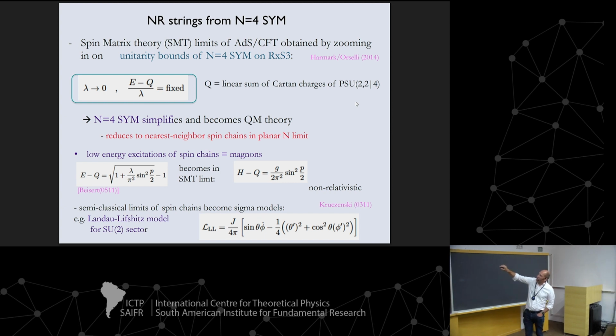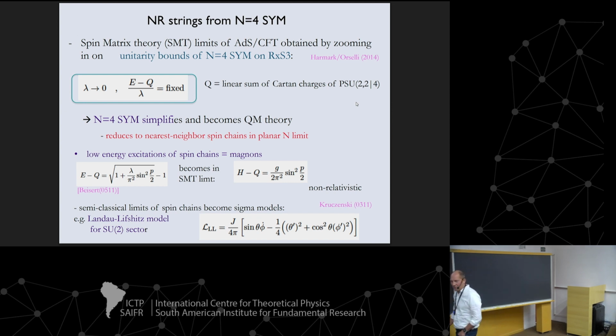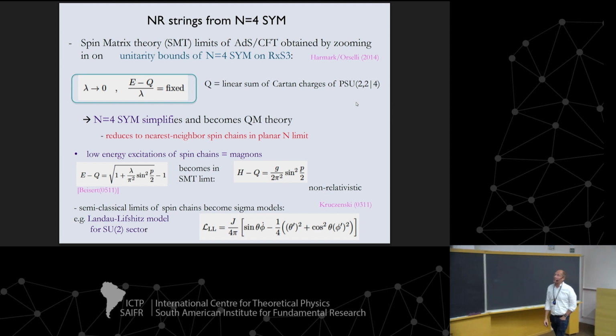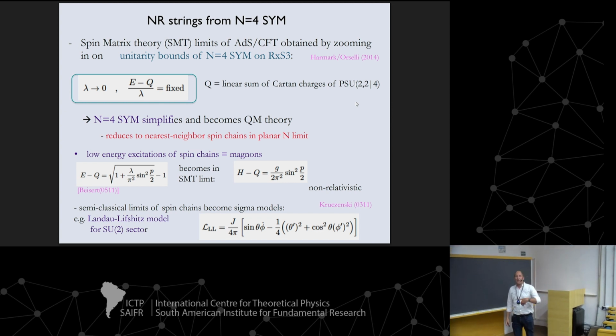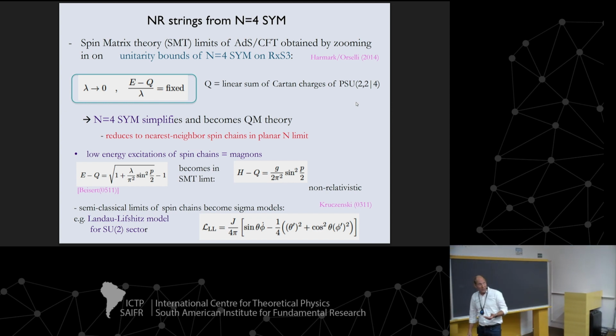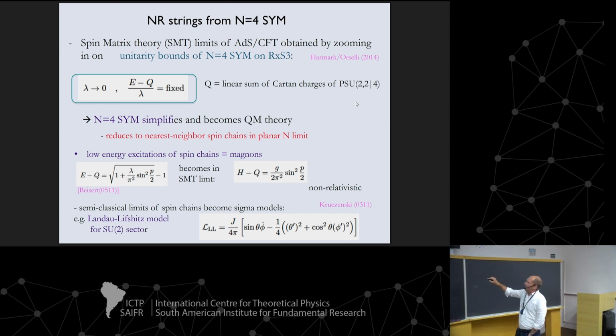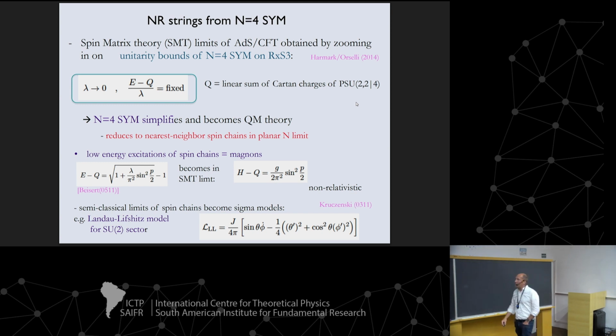So this is a relativistic one. This is clearly non-relativistic. Of course, there's a sine here because of the discreteness, but in the continuum limit, you precisely see here that the energy of the excitations is proportional to p squared. And in fact, as is known from work by Kruczenski, precisely in the semi-classical limit, such spin chains become sigma models. And let's say the simplest one, again in the SU(2) sector, would be this Landau-Lifshitz model.